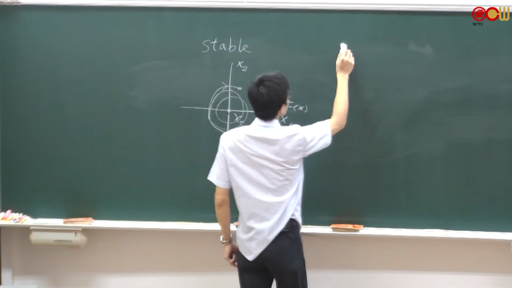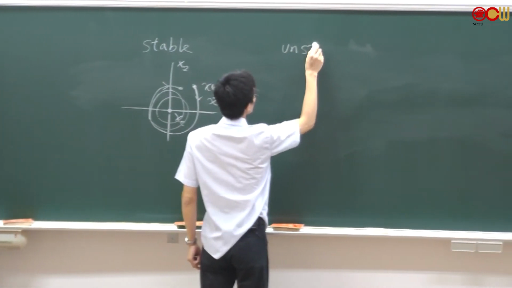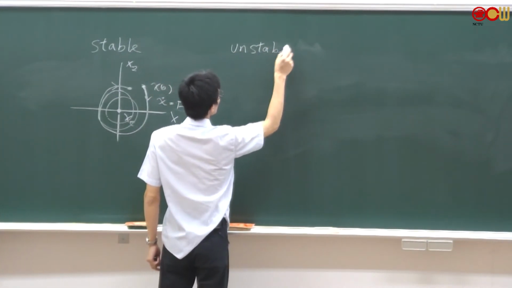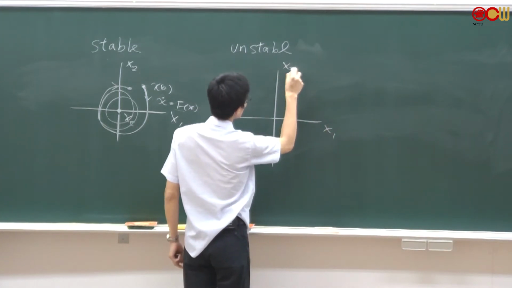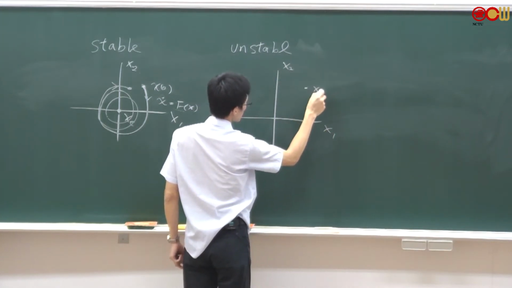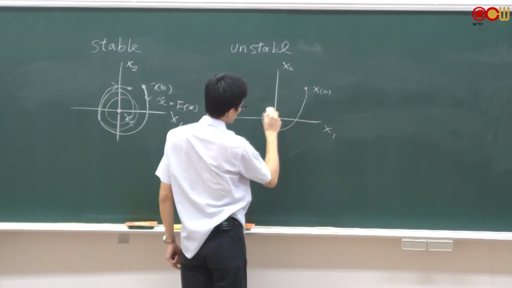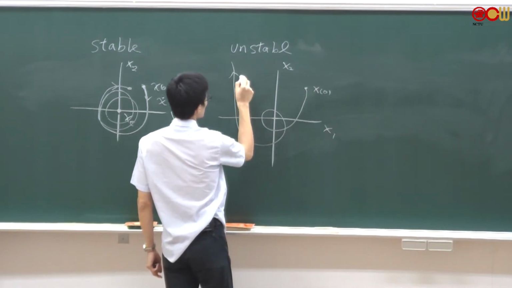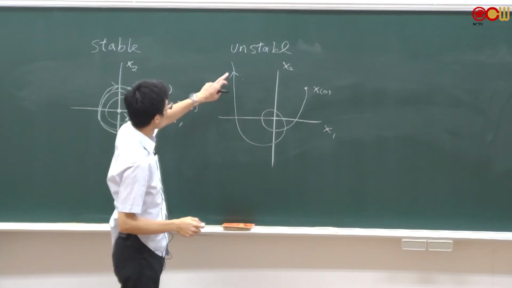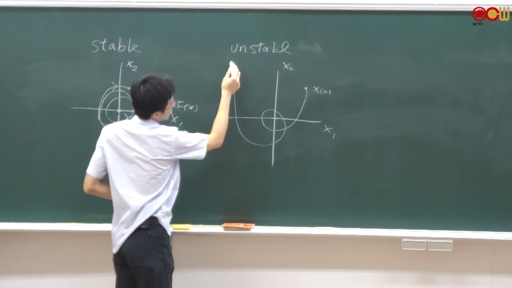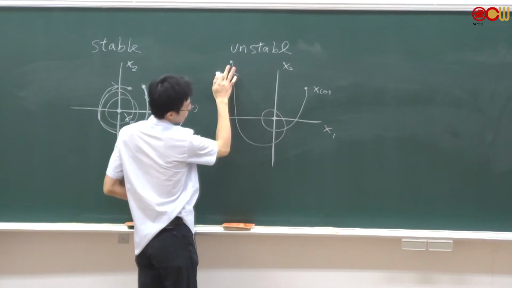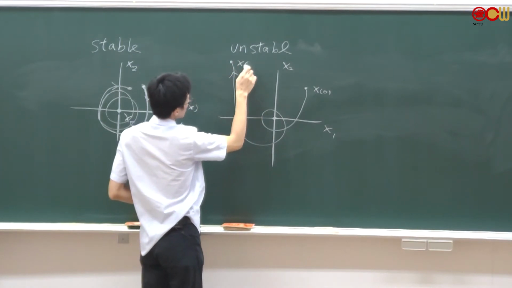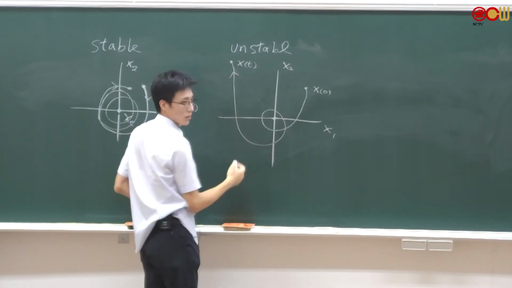That's for a stable case. For unstable, you start from here, you can go anywhere and diverge, right? And here it is not bounded.